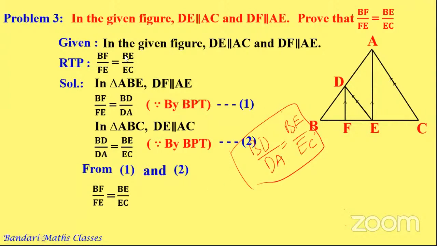BF by FE, BE by EC, that is RTP. Yes sir. Our final conclusion from equation 1 and 2 is BF by FE is equal to BE by EC. Isn't it? Yes sir. So required to prove is achieved. Very good. So hence the problem is proved. This is a very interesting problem.